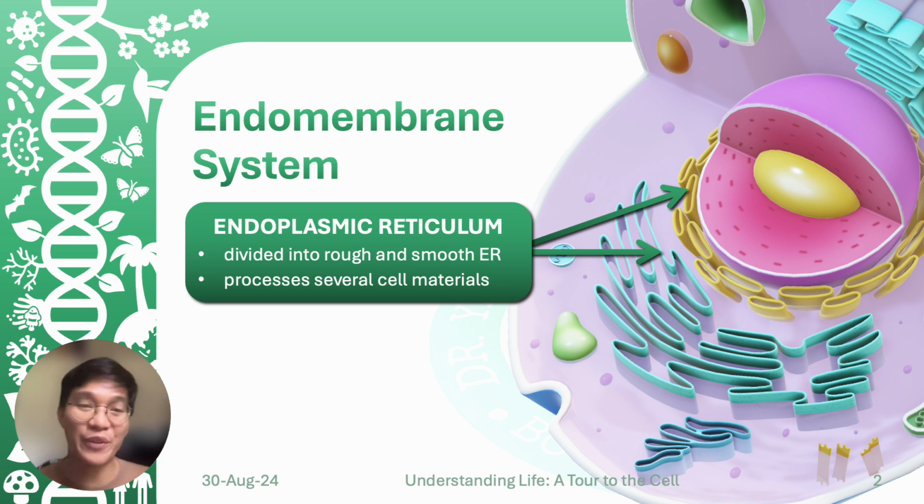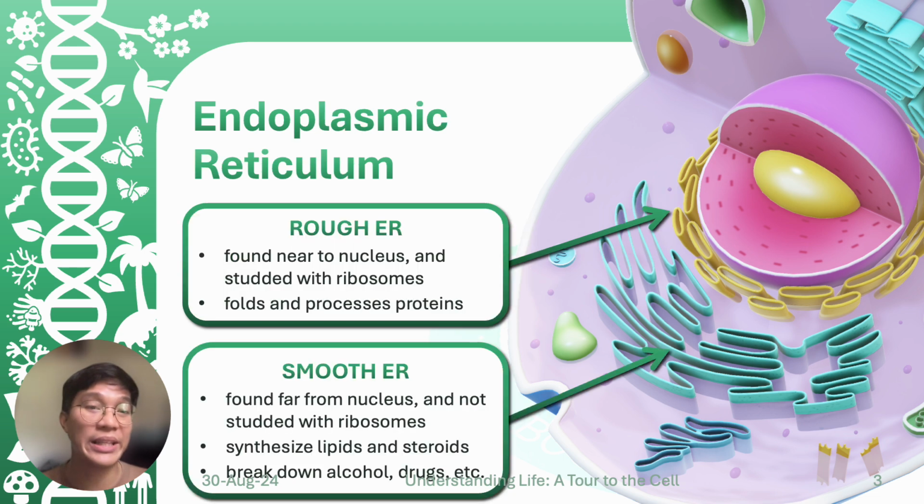Okay? We started first with the endoplasmic reticulum, which is divided into the rough and the smooth endoplasmic reticulum. So these pancake-like structures over the cell can process several cell materials, no? And again, the rough and smooth endoplasmic reticulum are different in structure, thus they are also different in function. So we go with the rough endoplasmic reticulum first.